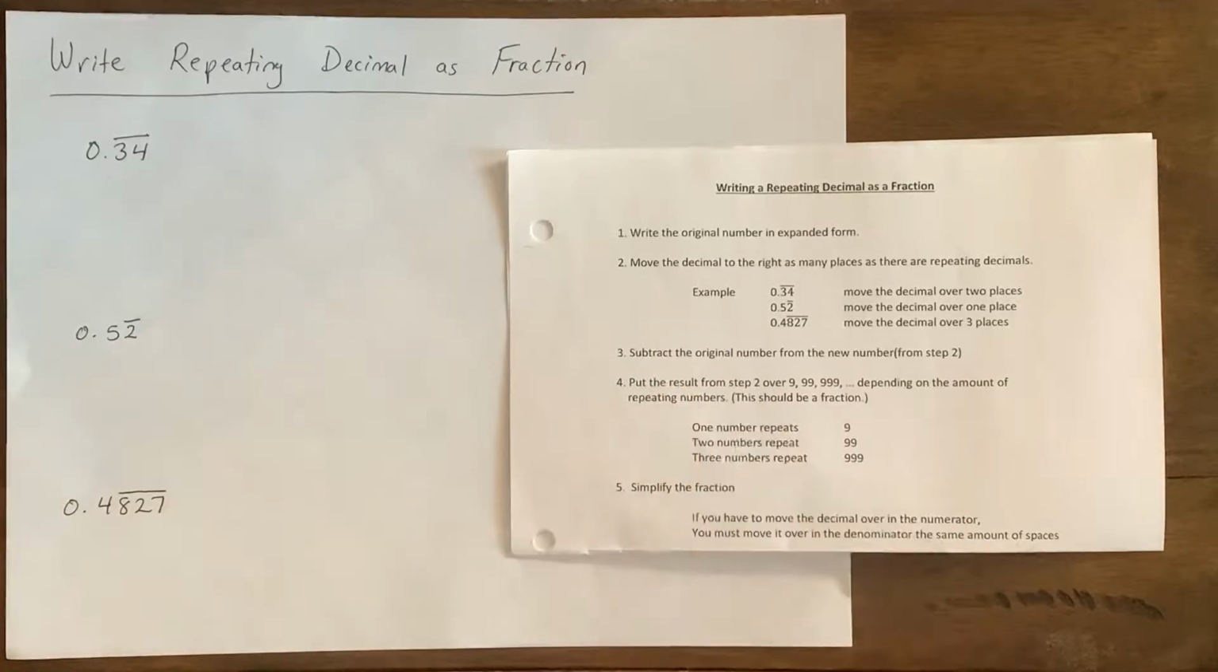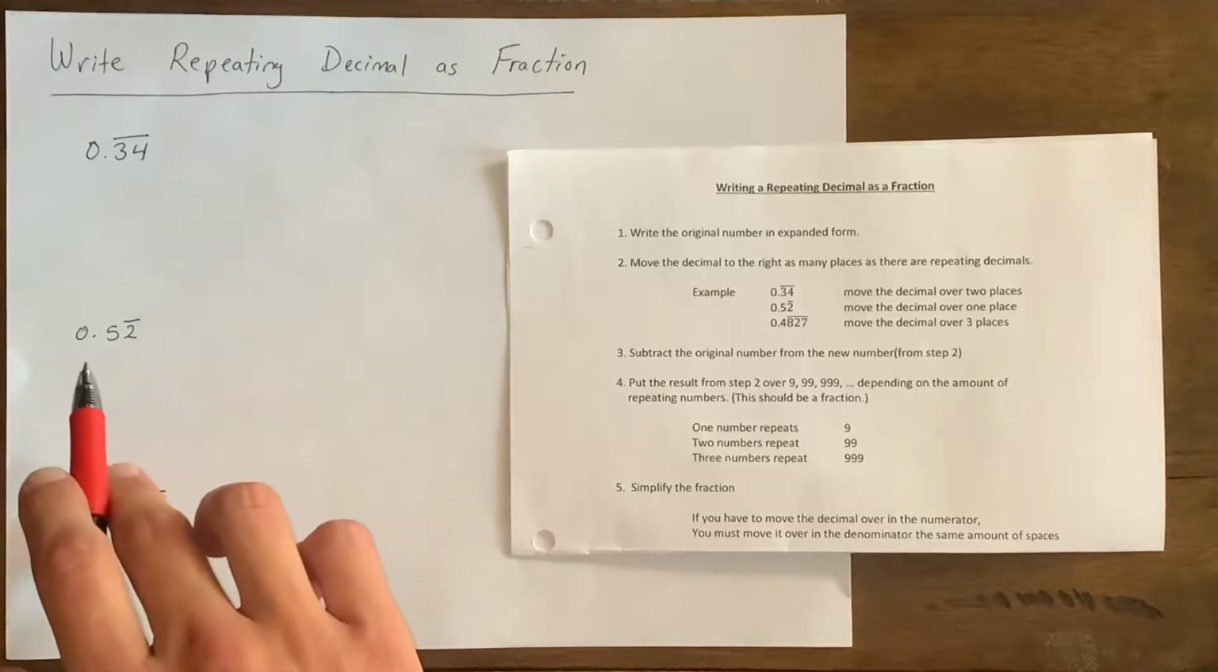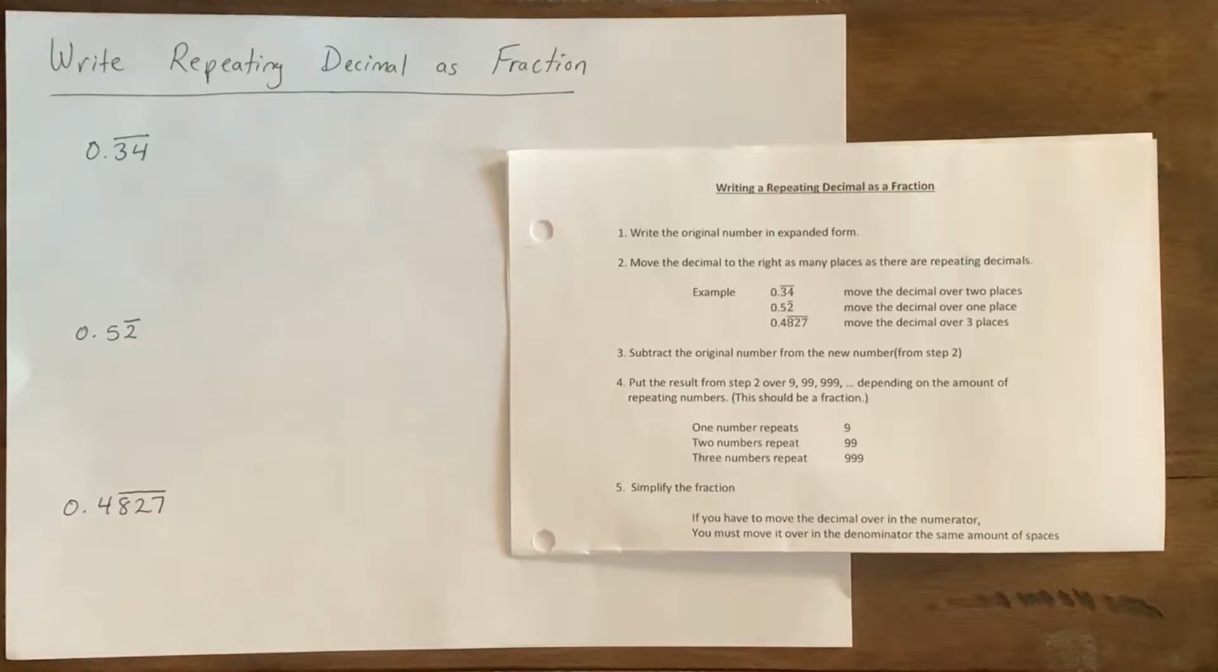Then we're going to move the decimal to the right as many places as there are repeating decimals. For our first example, 0.34, you notice that the repeating bar is over the 3 and the 4. So that says there's 2 decimal places repeating, so we're going to move our decimal 2 places to the right. Next example, 0.52 repeating. There's only 1 decimal that's repeating. It's the 2 there, so it'd be like 0.52222222. So we're going to move our decimal over 1 place.